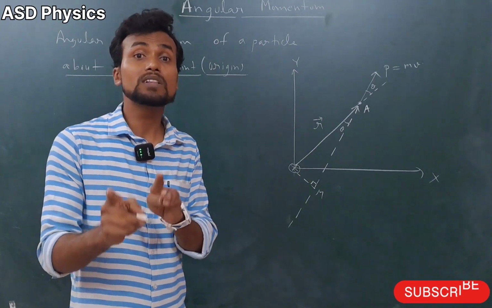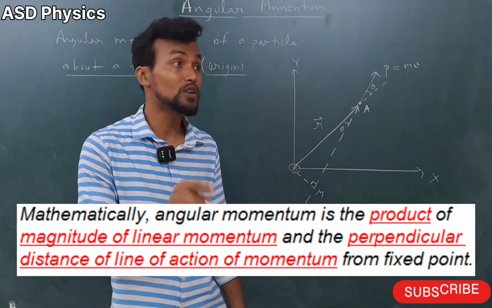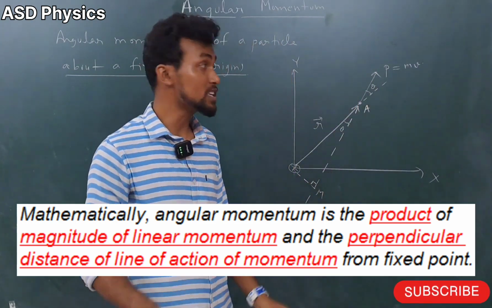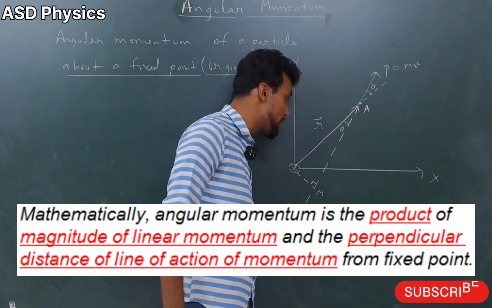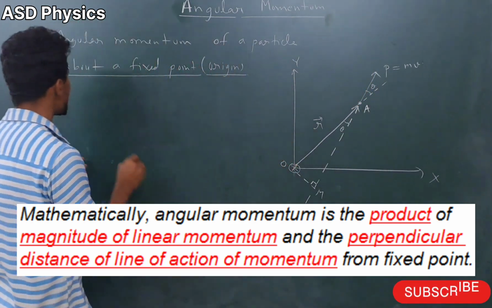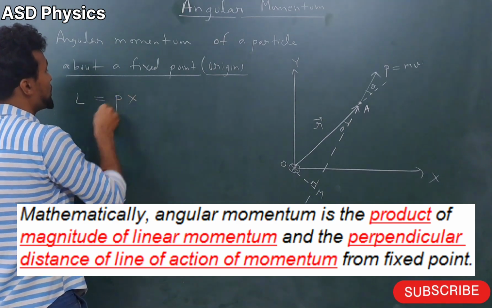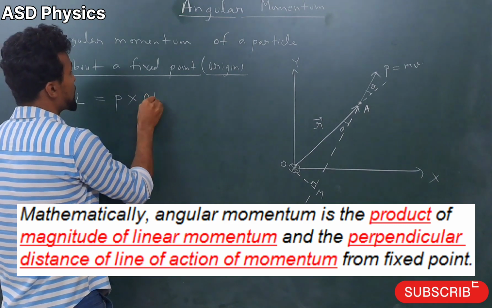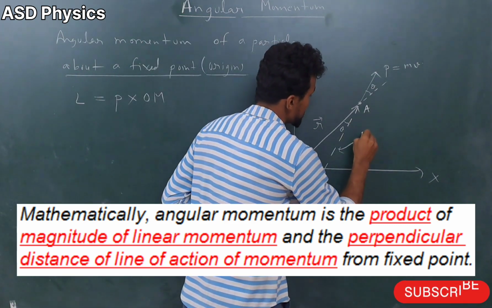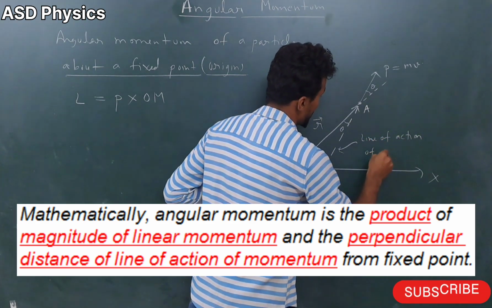Now again we will come to the definition. What I told you: angular momentum is the product of the magnitude of momentum, that means P, and the perpendicular distance of the line of action of momentum from the fixed point. If I write O here, then according to the definition we can write L equal to the magnitude of the momentum and this perpendicular distance OM. This is the line of action of momentum.